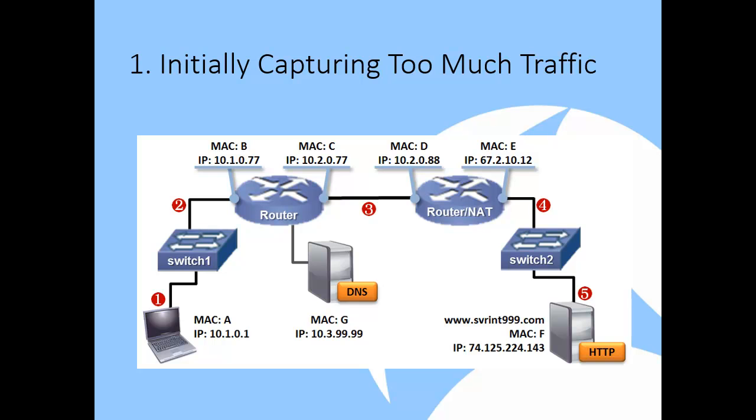We have capture points number 1, 2, 3, 4, and 5. And those are just some examples of where we could possibly place an analyzer along the packet path. Now, if we place our analyzer close to the client, obviously we're just going to get the traffic that client is sending out on the wire.